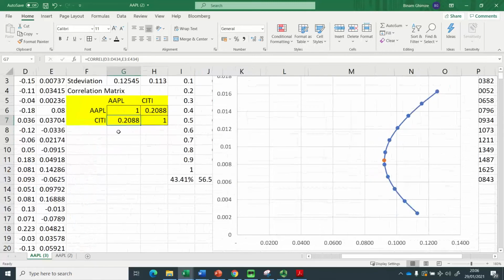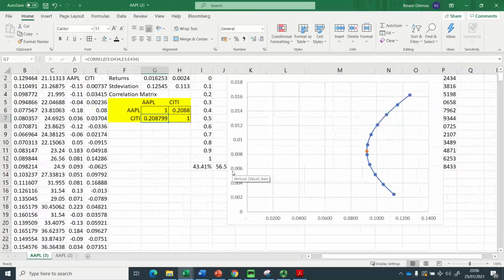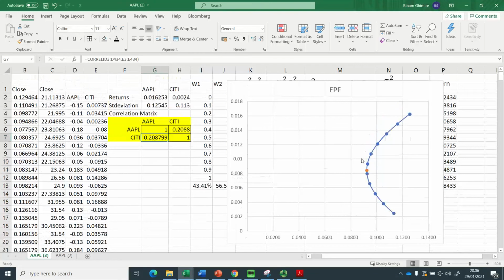So this correlation here between the return of Apple and Citigroup stocks, the real correlation is 20.88%. So what happens if we change this? And here you see the main objective of discussion is about reducing the risk. Hence the reason why we also talked in my previous video about the minimum variance point.